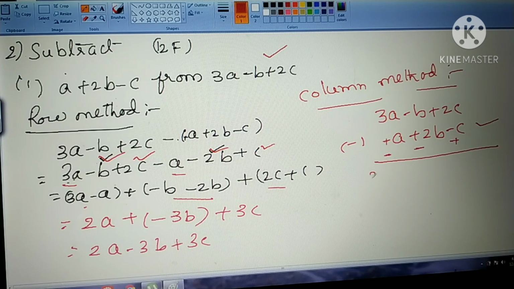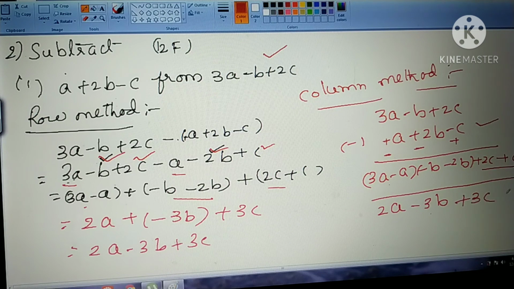3a minus a. After that, minus b minus 2b, plus 2c plus c. See here, after changing this sign I am writing. 3a minus a, what you get? 2a. Minus b minus 2b, minus 3b. Plus 2c plus c, plus 3c. See, check this one, the same one you got here. Okay, both are the same. In row method and this column method you are getting the same answer. Okay, understood this one?